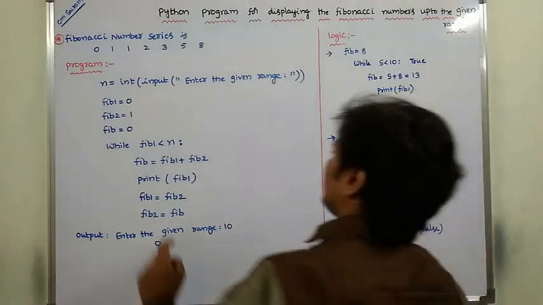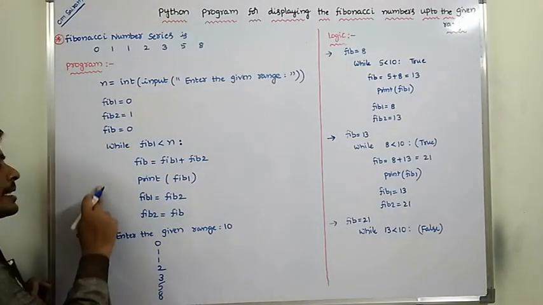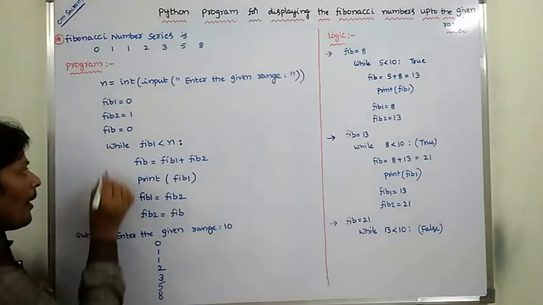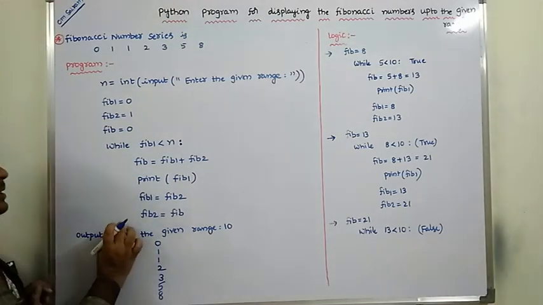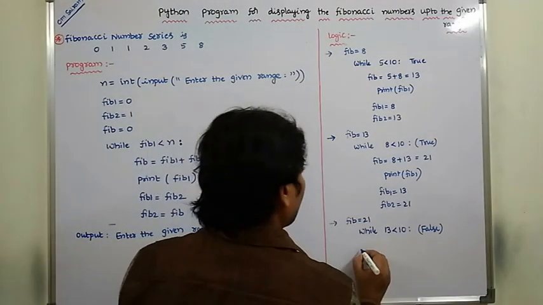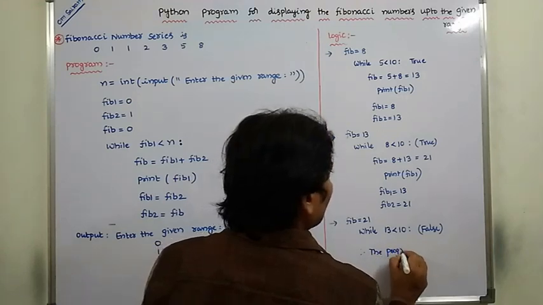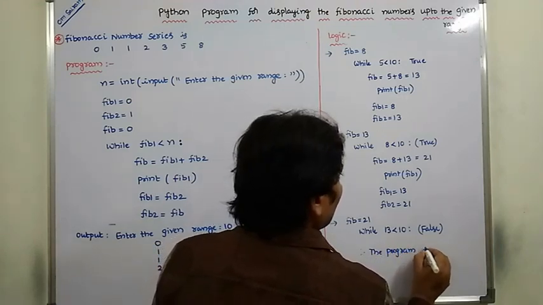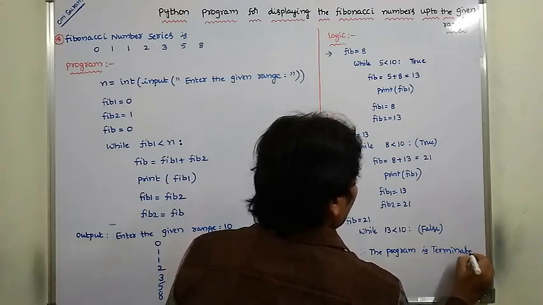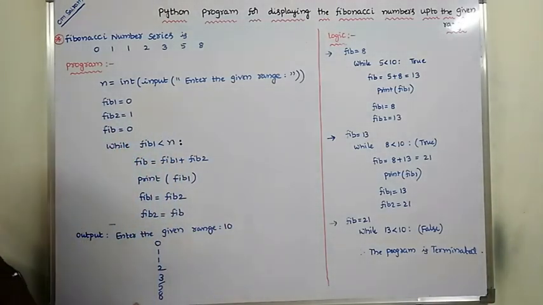Okay. Whenever this condition is false, the control goes to the next statement after the while loop. So in the while loop, 4 statements are there. After the while loop, what is the statement? There is no statement. So then the program is terminated. Okay. So this is the output we are getting.